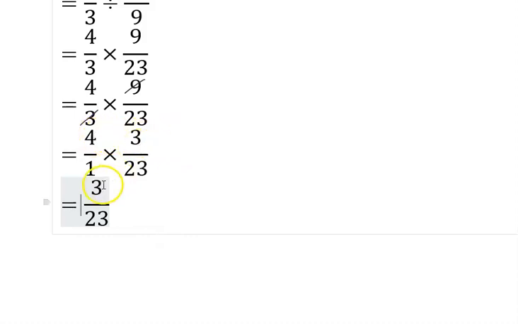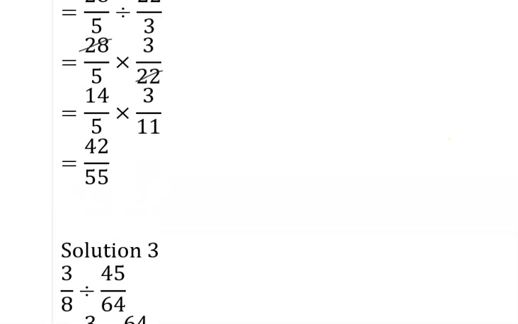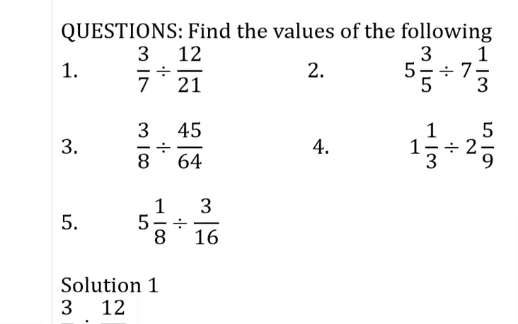So 4 times 3 up here will give us what? 4 times 3 will give us 12. 1 times 23 will give us 23. So there is no number that can cut here and cut here at the same time. So we'll leave our answer like this: 12 over 23. Awesome. So let's go straight to our last question.